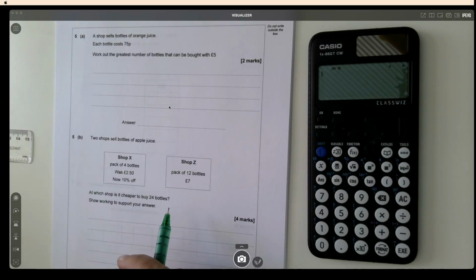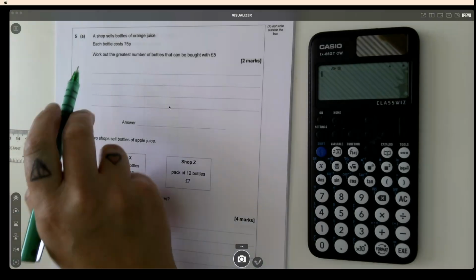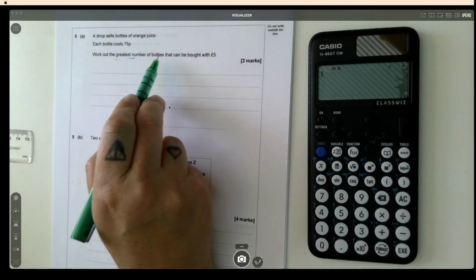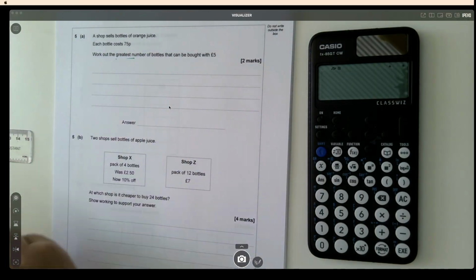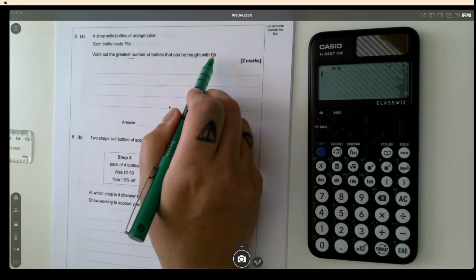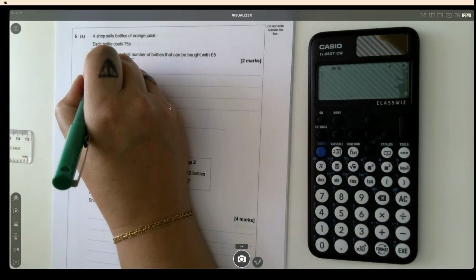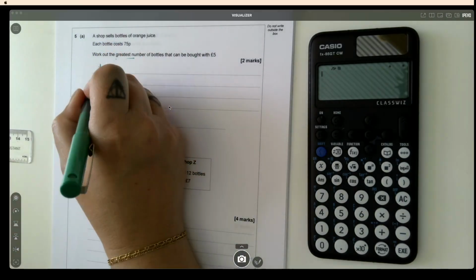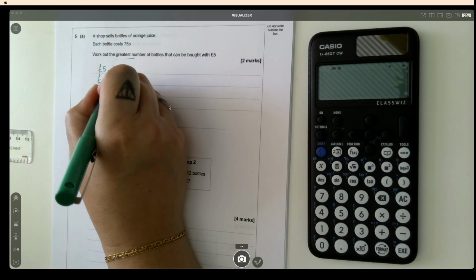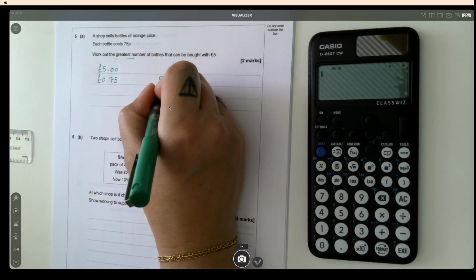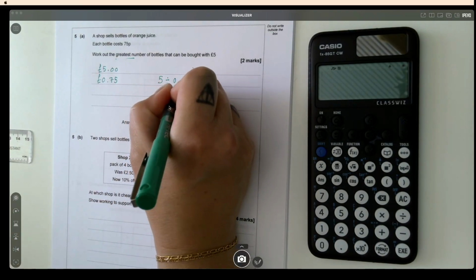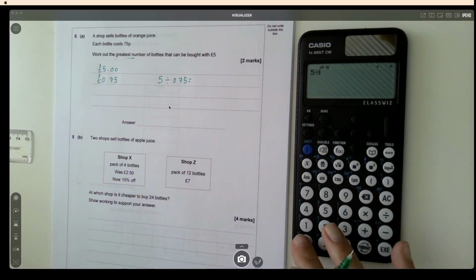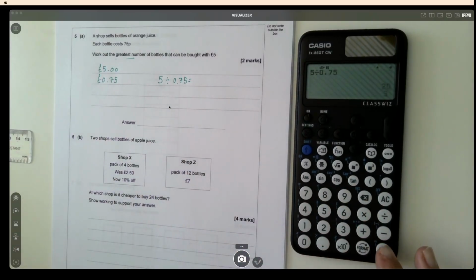Question 5a. A shop sells bottles of orange juice. Each bottle costs 75 pence. Work out the greatest number of bottles that can be bought with £5. So I want to see how many 75 pences will fit into £5. So £5 as a decimal would be that, and then 75 pence as a decimal would be this. So I'm going to do £5 divided by 0.75. It's a calculator paper.